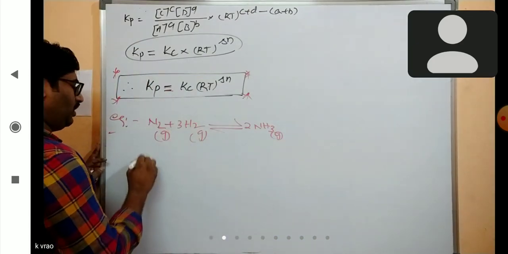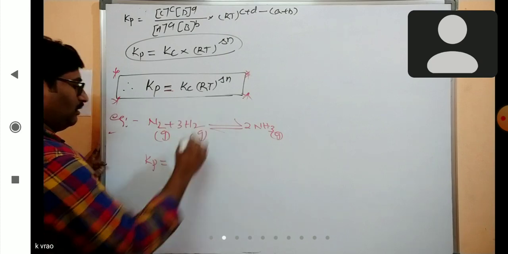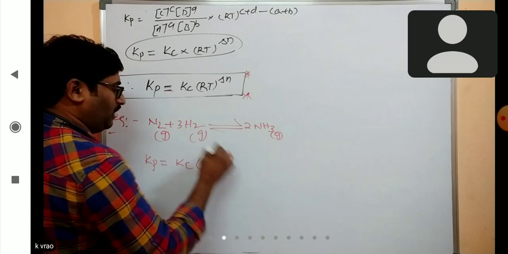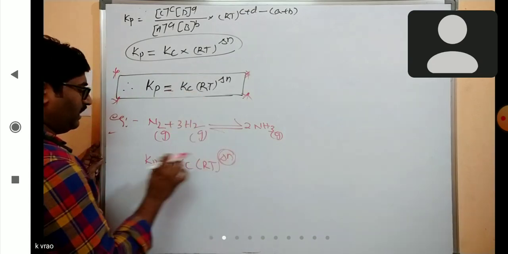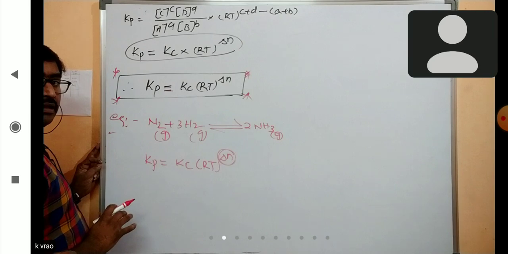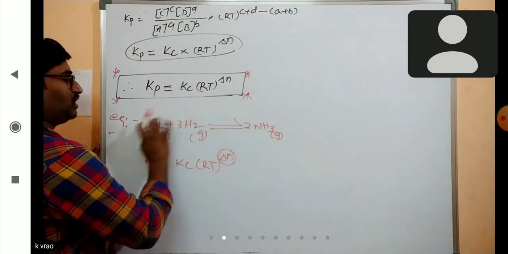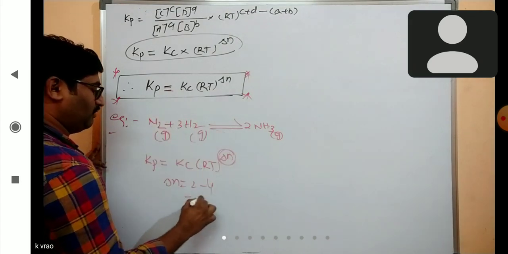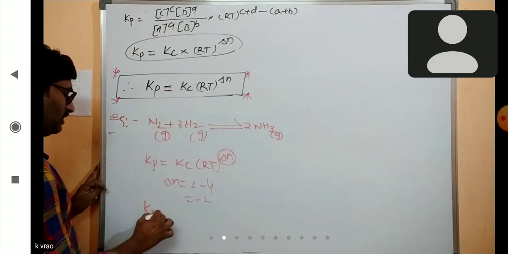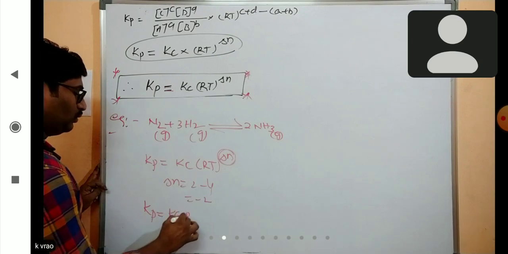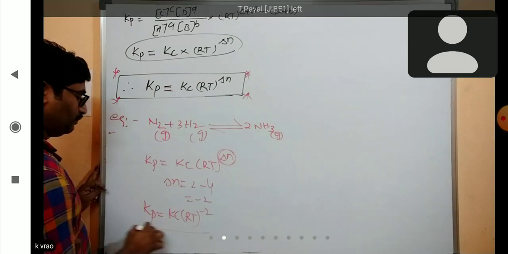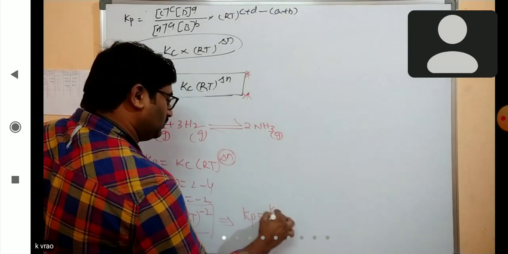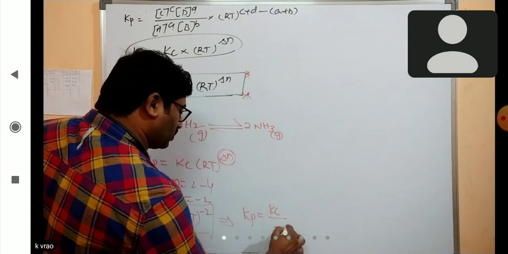Now, for this reaction, what is the Kp-Kc relation? Kp is equal to Kc into RT whole power delta n. This delta n will decide the Kp-Kc relation. This delta n value is equal to 2 minus 4, that is equal to minus 2. Therefore, Kp is equal to Kc into RT power minus 2, which implies Kp is equal to Kc by RT whole square.